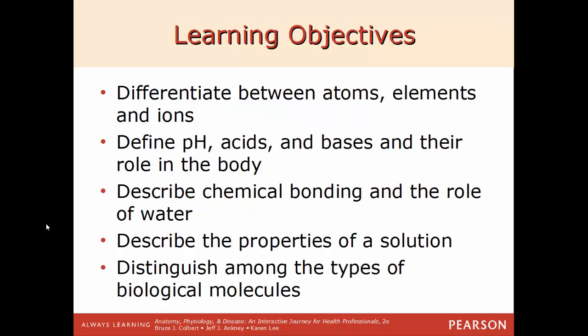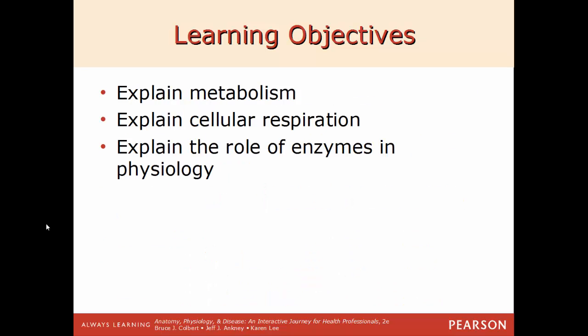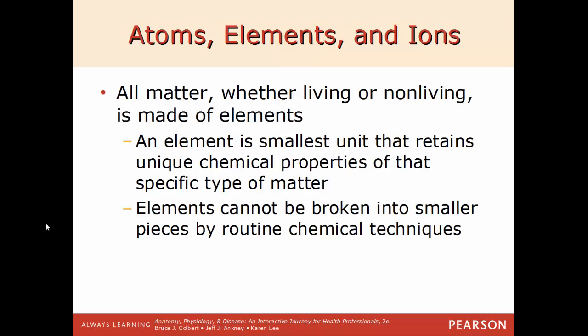Okay, learning objectives for this chapter: to be able to differentiate between atoms, elements, and ions, to define pH, acids, and bases, and what their roles are in the body, describe chemical bonding and the role of water, be able to describe the properties of a solution, and being able to distinguish among the different types of biological molecules, explain metabolism, explain cellular respiration, and finally to explain the role of enzymes in physiology. Alright, now we'll talk about atoms, elements, and ions.